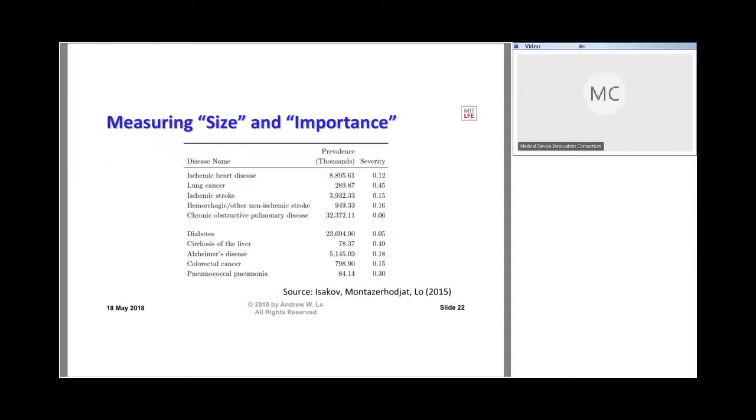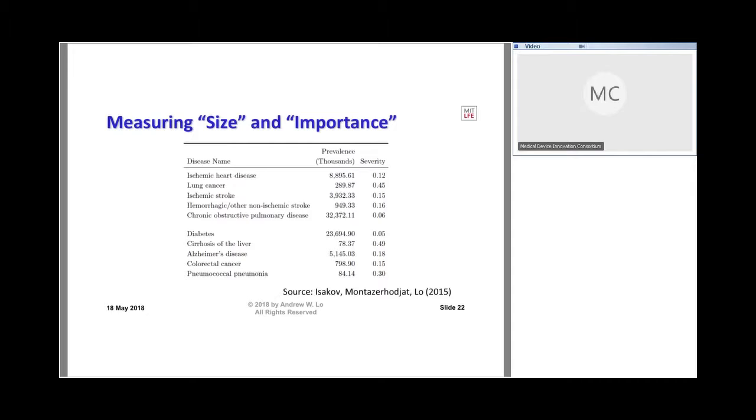So here's a list of the top 10 causes of mortality in the United States as of 2010, and you can get a sense of how these methods work by looking at the severity column. Ischemic heart disease, 0.12. Doesn't matter what the numbers actually mean, but look at the differences in their value. Lung cancer, 0.45. Ischemic stroke, 0.15. All the way down to cirrhosis of the liver, 0.49. Alzheimer's disease, 0.18. You can actually capture from this very crude source of data a simple measure of burden of disease. Not necessarily the best measure, the right measure, but it is one measure.